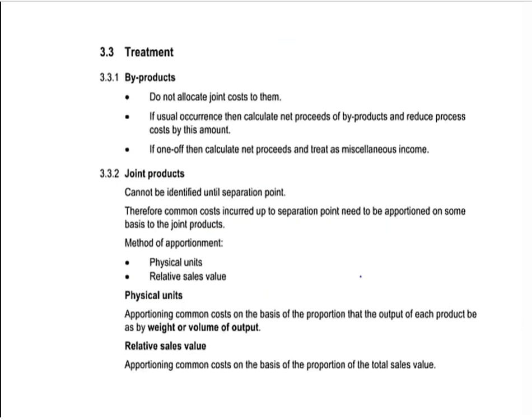So how do we treat these? How do we account for them? Well, if it's a byproduct, then we're not going to allocate joint costs to them because a byproduct is effectively very similar to a normal loss. So we're not going to allocate the joint cost to them. If it's a usual occurrence, then if there are net proceeds, we'll use them to reduce the process costs. So if it's usual, we'll treat it as a normal loss. If it's a one-off that we weren't expecting, so it's something that doesn't regularly happen, unlike sawdust, then we can treat it as miscellaneous income.